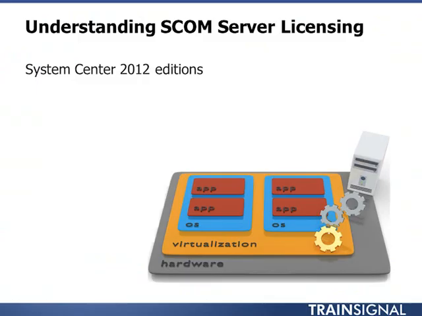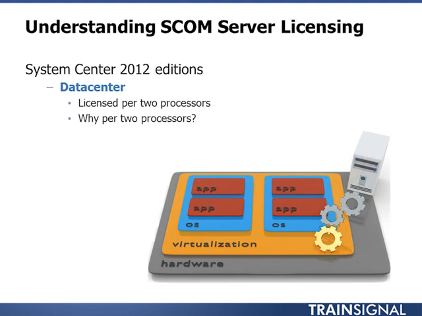But there's more to understanding Operations Manager server licensing. There are a couple of different editions of System Center 2012. First of all, the Data Center Edition is licensed per 2 processors. You can't buy a single processor data center license, nor can you buy a 2-processor data center license and use it on 2 single processor servers. You cannot split the licenses. They go on one server with 2 processors.